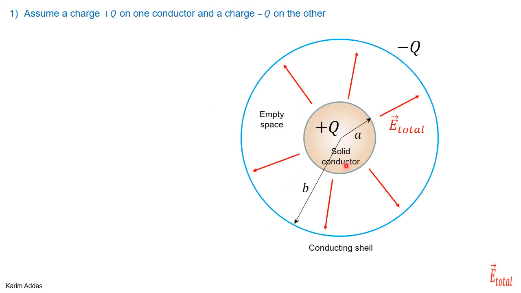So this is the problem we have. We have a solid inner conductor, and it has a radius A, and we put a charge plus Q on this conductor. It's completely solid. Then this is empty space. This is completely empty space. Then we have a conducting shell. So the conducting shell, the conductor is just on this very thin shell, on the outer shell. And we put a charge minus Q on this outer conducting shell. Remember, on the inner part and between the two conductors, it's empty space.